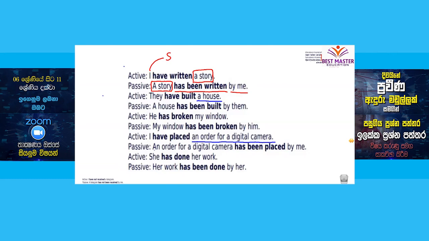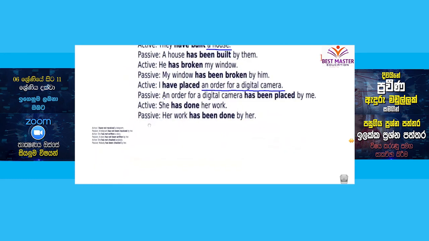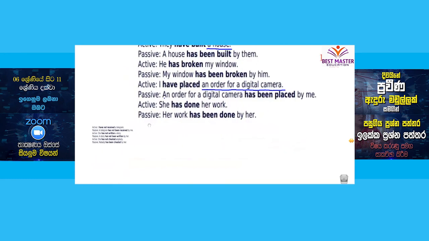And the last sentence. She has done her work. The object is her work. Her work is singular, so it is has been done by her. Now you know it very well.